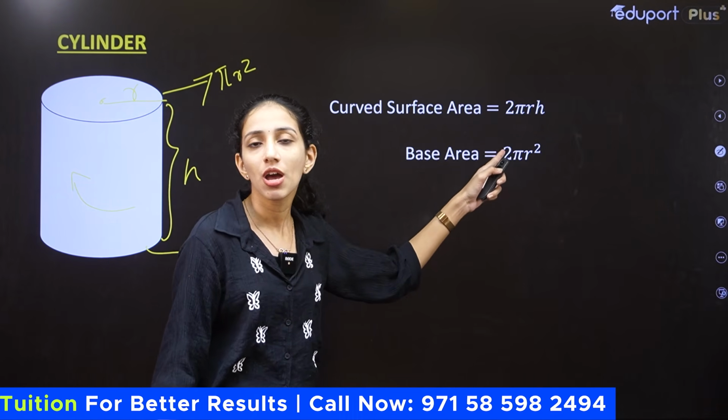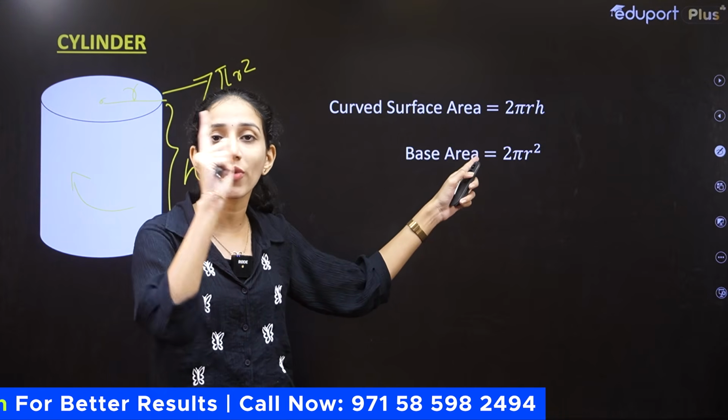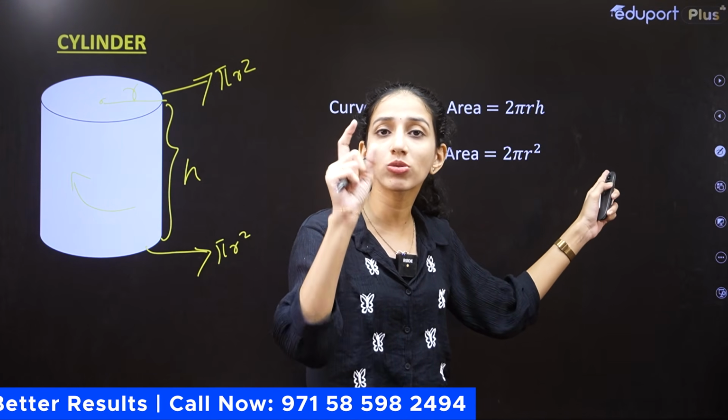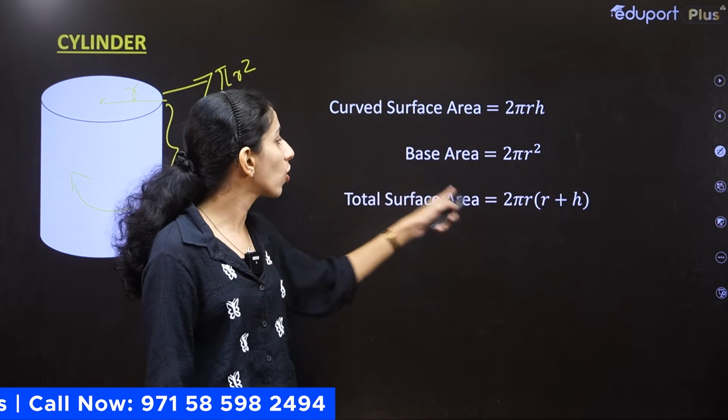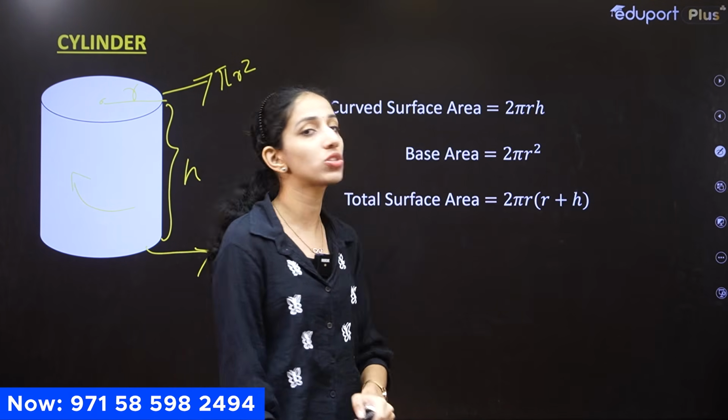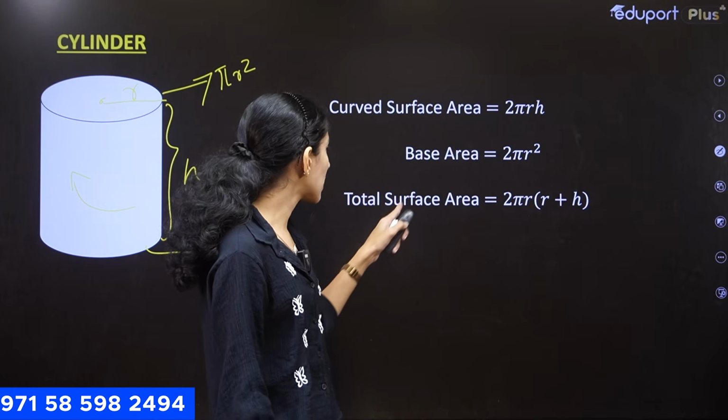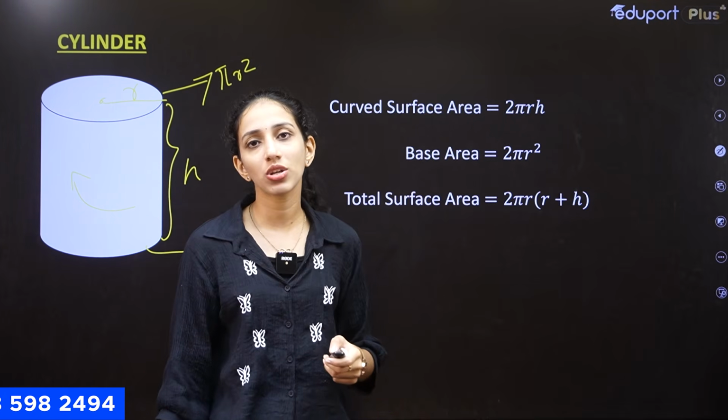I think you got it, because we have two bases and one base has pi r square. We have two such bases. So base area is equal to 2 pi r square and total surface area is the sum of these two areas. So total surface area is equal to 2 pi r into r plus h.